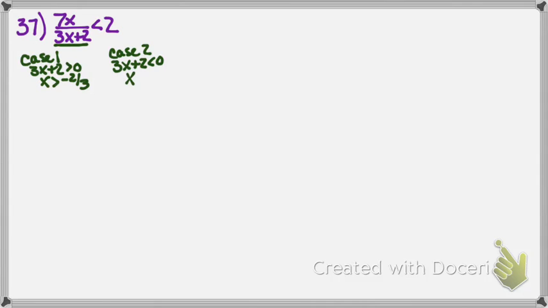In this case would be x less than negative 2/3 using the same math. So I'm just establishing two cases that I'm going to do. And like I said, that's just because I don't know when I go to multiply it if it's positive or negative. So that will affect the problem. Now I'm just going to rewrite my problem.